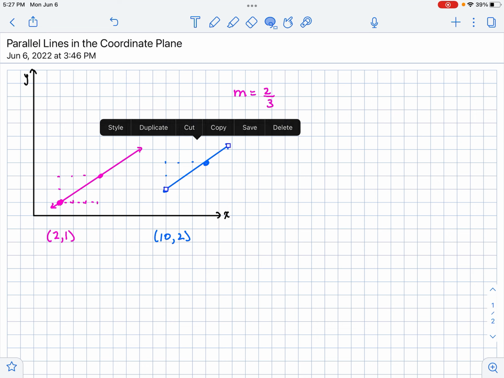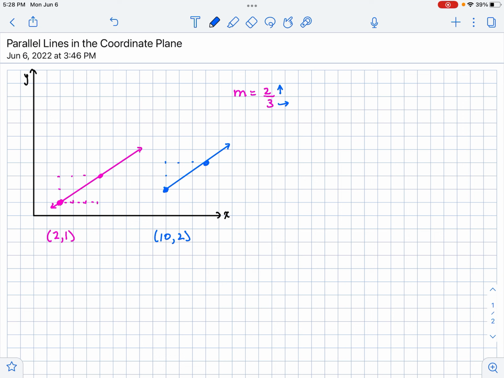So in other words, for both of these lines, if you're at any point and you move over to the right 3, you're going to move up 2. And sometimes we'll say, well, that's rise over run. You go up 2 for every 3 you go to the right. So we have a couple of lines here that are parallel. Parallel lines have the same slope.